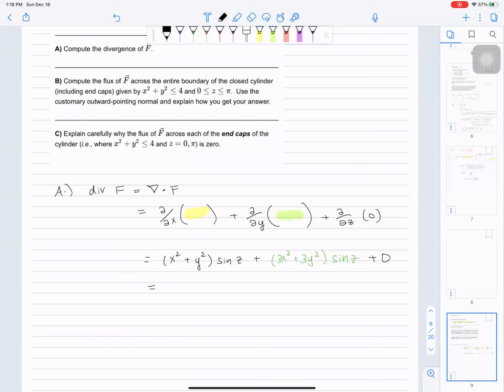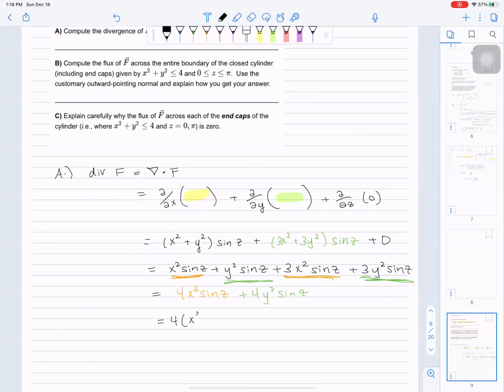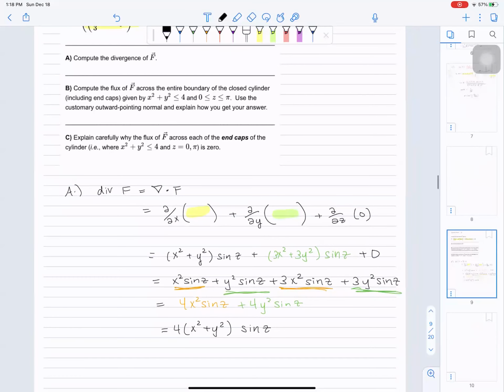So how can I rewrite this? I have x squared sine Z plus y squared sine Z plus 3x squared sine Z plus 3y squared sine Z. I can combine like terms. Here I have the x squared sine Z, so that's 4x squared sine Z. Here I have 4y squared sine Z. In other words, I have 4(x squared plus y squared) sine Z. Okay.